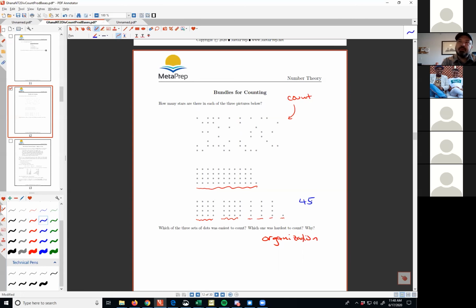But here's the way we would write it in base 4. In base 4, we would say, hey, we have 2 times 4 squared plus 3 times 4 to the first plus 1 times 4 to the 0. And in shorthand, we would just say, hey, that's 2, 3, 1, base 4.